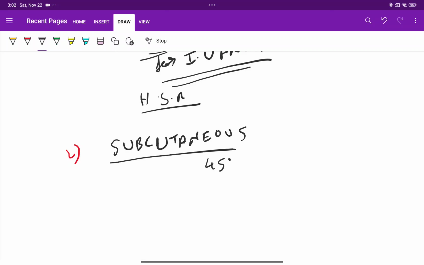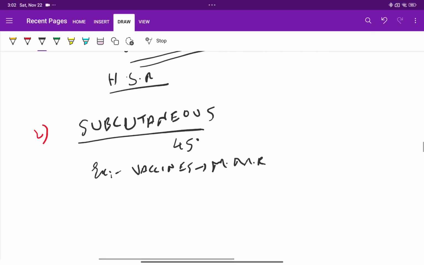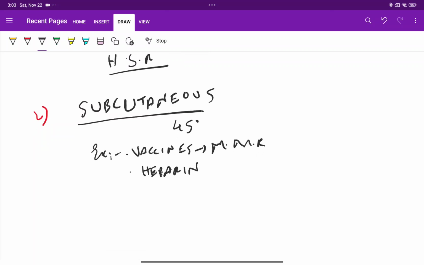Examples of the subcutaneous route: certain vaccines are given through the subcutaneous route, like MMR. Other examples are heparin, which we give to prevent DVT, an emergency drug given through the subcutaneous route, and also a common example is insulin. We give insulin through the subcutaneous route.